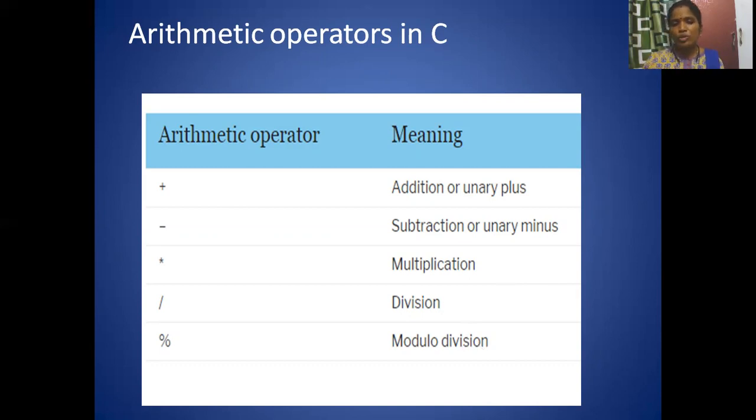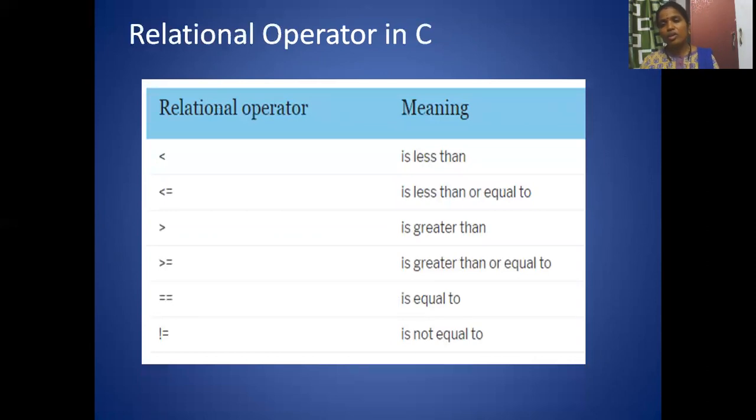Okay, so let's go further. Next operators are relational operators, very important operators in C language. When you execute these operators, they result in either true or false. The result will be a Boolean value. We call it a Boolean value. Boolean is nothing but true or false.